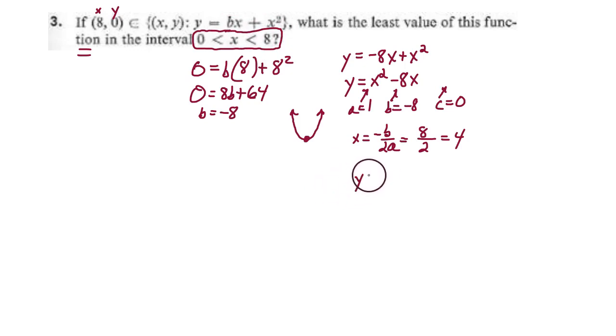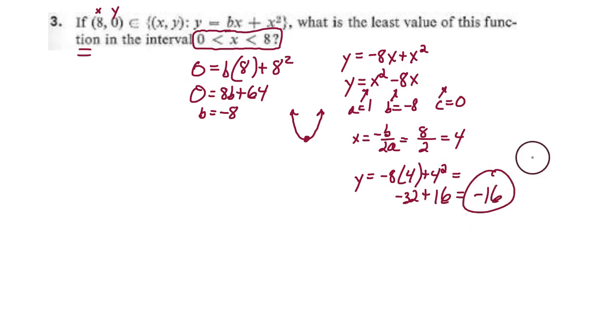To find the y-coordinate of the vertex, we can use a formula, or we can substitute in 4 for x. Negative 8 times 4 is negative 32. 4 squared is 16. And these add together to make negative 16. The least value of y on the parabola is located at the vertex, and it is negative 16.